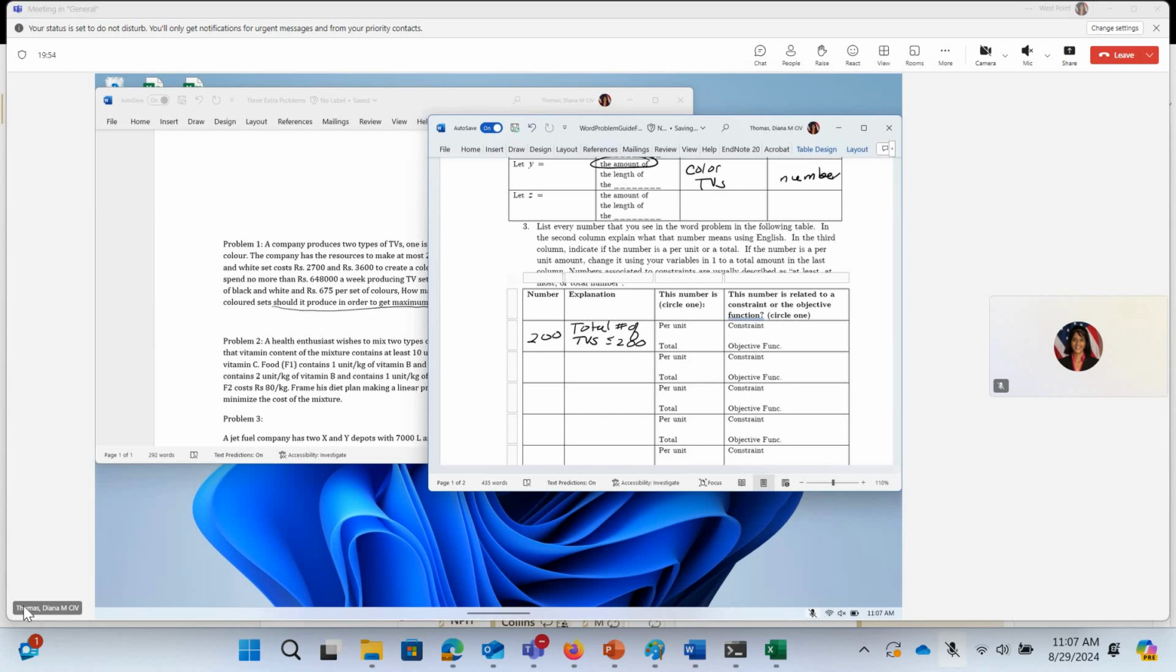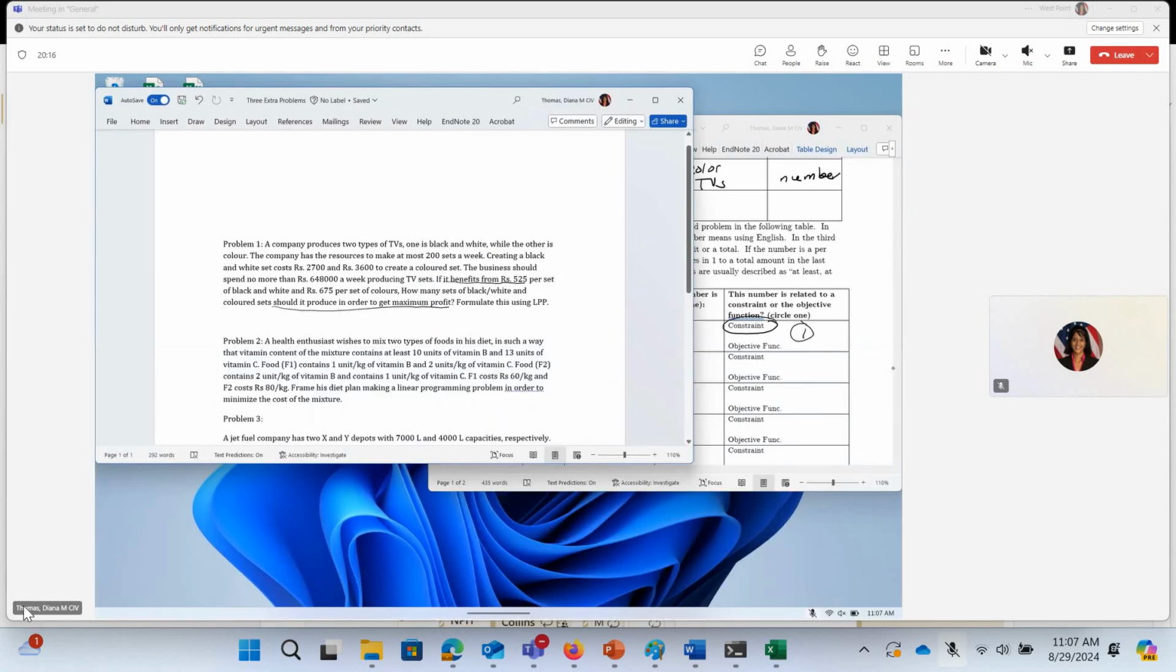Then the next one, I've already used the 2700 and 3600. Oh, wait, I haven't used it. This is costs. So this is costs, and these are costs. They haven't said anything about constraints on costs, and they say that it costs 2700 to make one TV. So this is a 2700. The next number I see here.